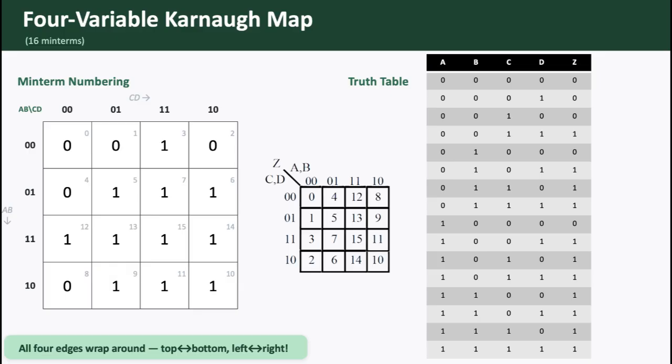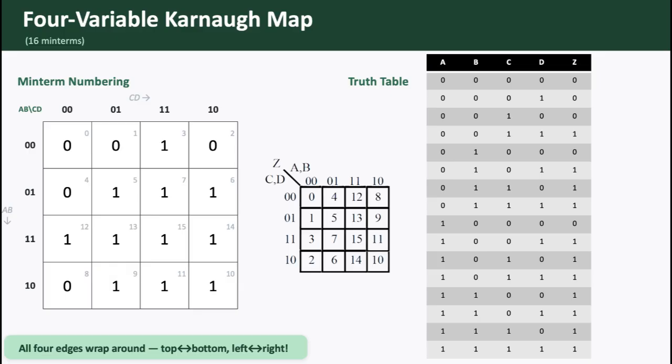Let me walk you through the minterm numbering. The cell at row AB equals 0, 0, column CD equals 0, 0 is minterm 0. The cell at row AB equals 0, 0, column CD equals 0, 1 is minterm 1. At AB equals 0, 0, CD equals 1, 1, we have minterm 3. At AB equals 0, 0, CD equals 1, 0, we have minterm 2, not 3, because of the gray code column ordering. This is a critical point.